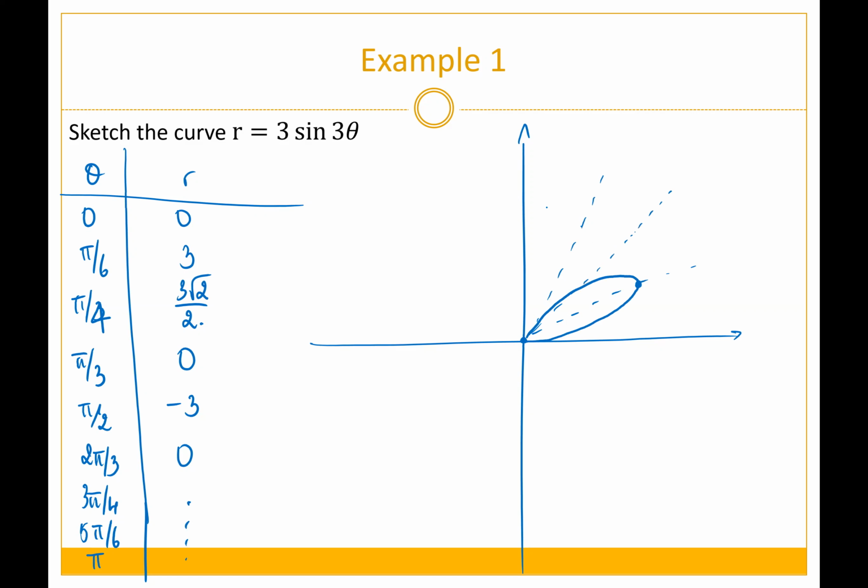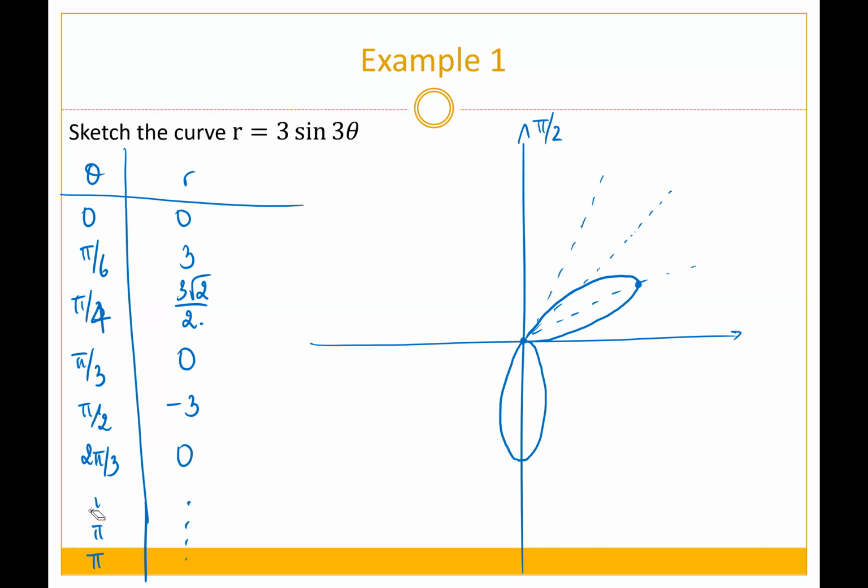And then at pi over 2, r is equal to negative 3. So it's going in this direction instead of that direction, and so you're going down. This is 3. You go back to 0 again. And as you can imagine, let's do the rest.